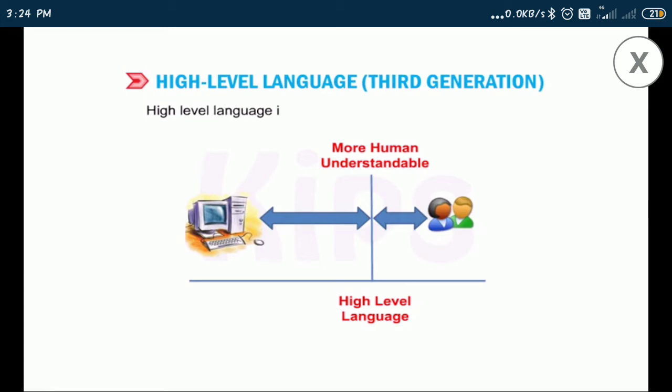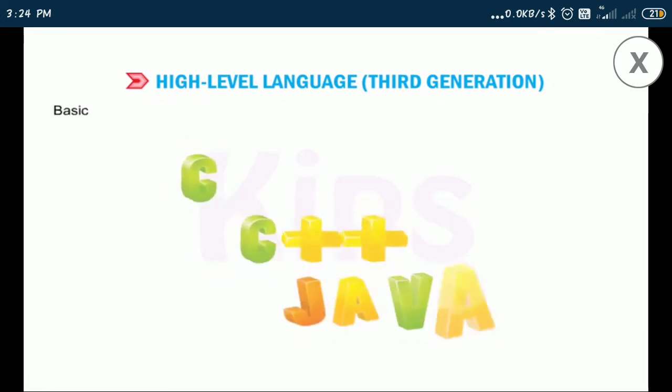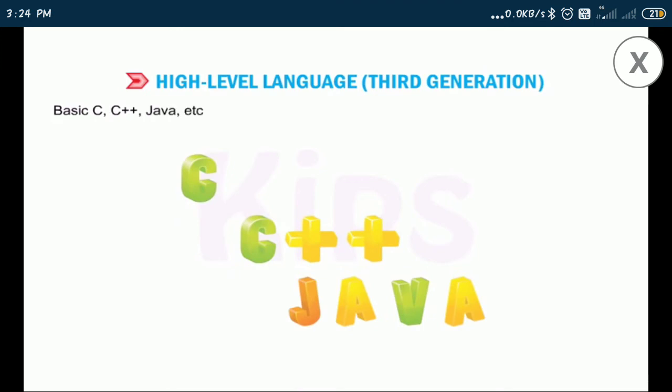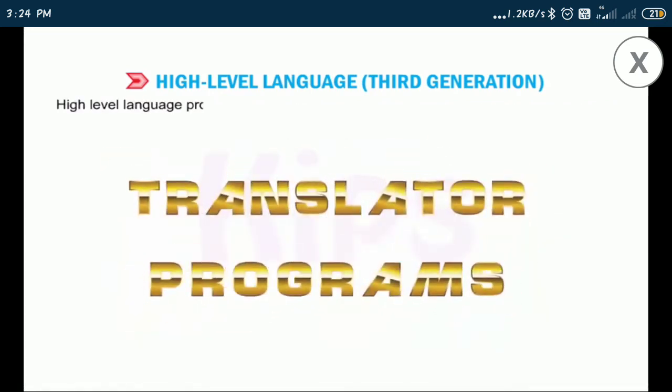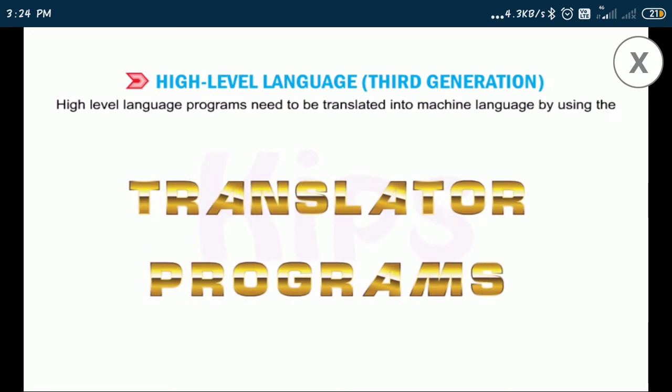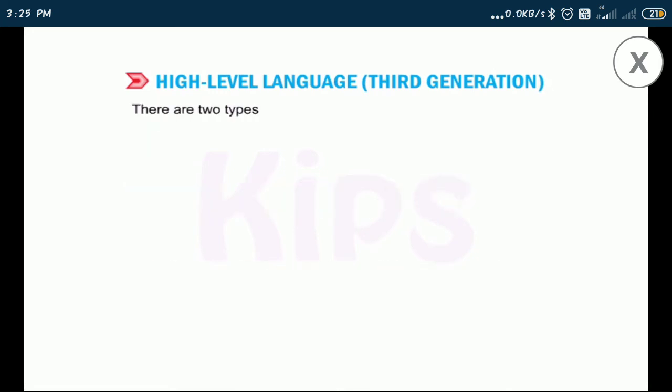High-level language is quite similar to the English language. BASIC, C, C++, Java, etc. are some of the very popular examples of high-level languages. High-level language programs need to be translated into machine language by using translator programs. There are two types of translator programs, which are as follows.